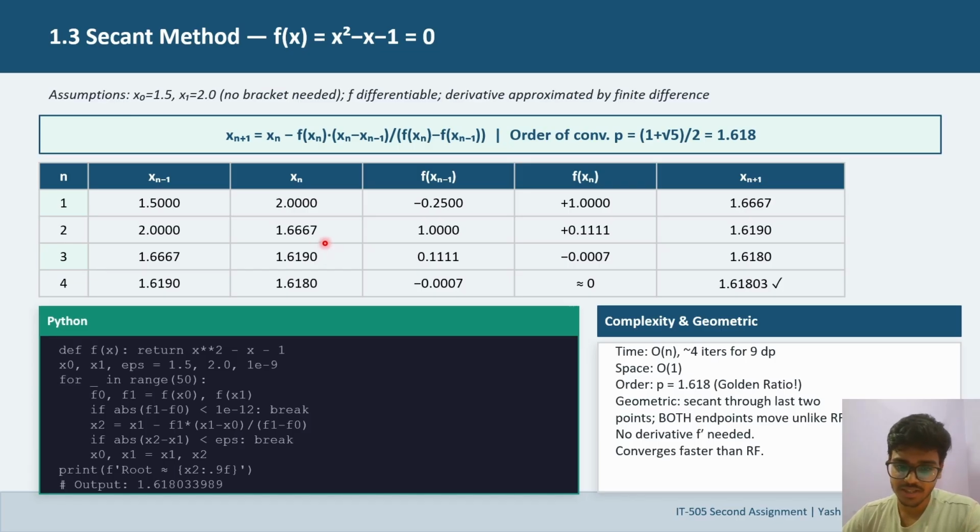So the order of convergence of the secant method is 1.618, the golden ratio itself. This is a famous mathematical coincidence. The method that finds the golden ratio converges at the rate of the golden ratio. The time complexity is O of n, about 4 iterations for 6 decimal places, and the space complexity is O of 1. No derivative needed is the big practical advantage over Newton.